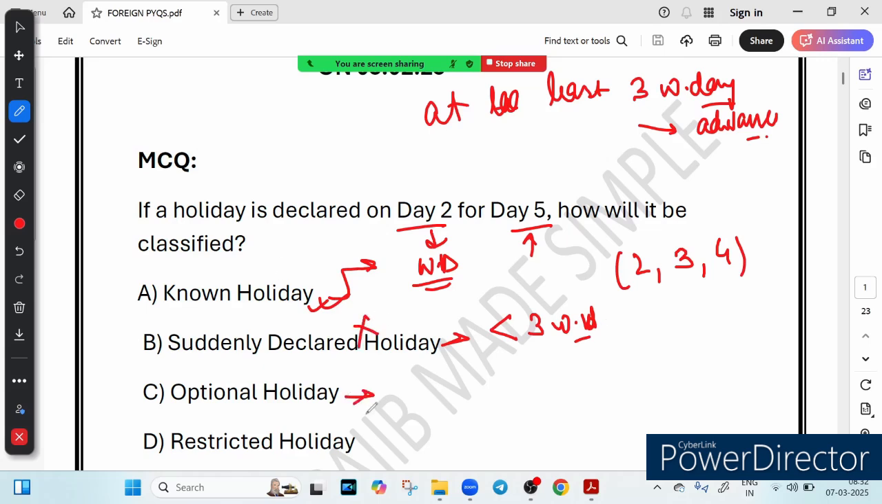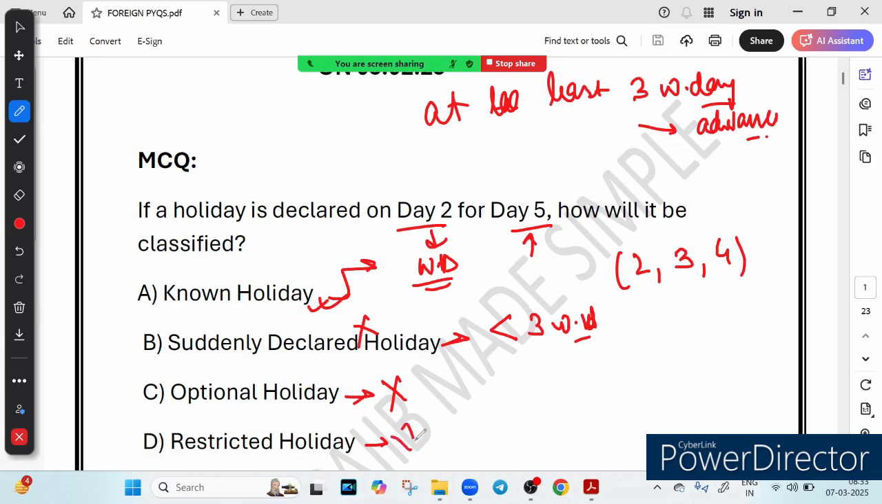Optional holiday. Optional holidays are typically those that an employee can choose to observe or not, depending on personal preference. This does not apply to our scenario because the question does not mention anything about the holiday being optional. So this option is incorrect. And option D, restricted holiday. Lastly, we have restricted holiday. These are usually those that are not mandatory for everyone and might have certain restrictions or conditions. Again, our scenario does not mention any restriction. So this does not apply here.